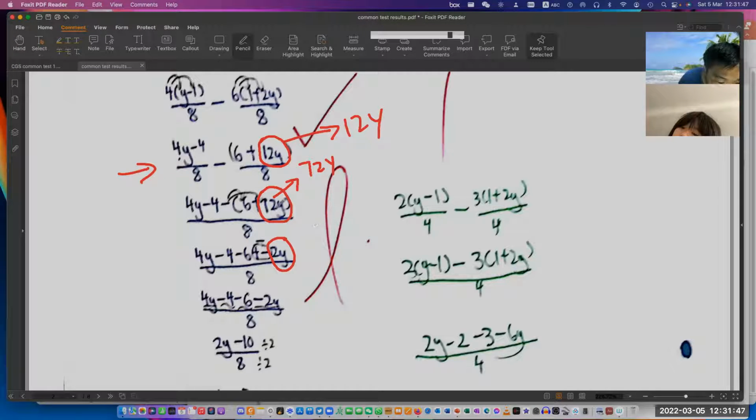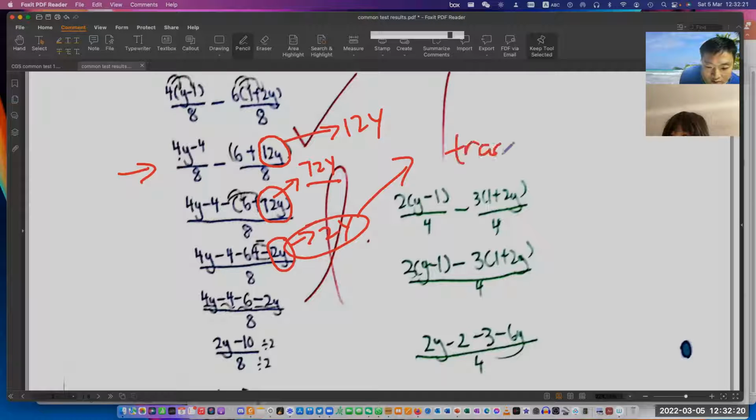Because of her own handwriting, if I'm the marker, I read it as 72y. And then she read it as 2y. You look at this self-inflicted error by this student. So your handwriting matters. She wrote until she also can't understand what it is. I will say this is so tragic. It's tragic. Okay? Self-inflicted.